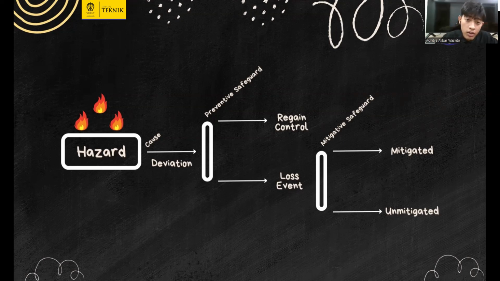we have the first barrier, and the first barrier will have two results, which are regain control or loss event. If we regain control, it will be fine. But if we lead to the loss event, we have to go through the second barrier, which is the mitigative safeguard. And the mitigative safeguard also has two results, which are mitigated and unmitigated.